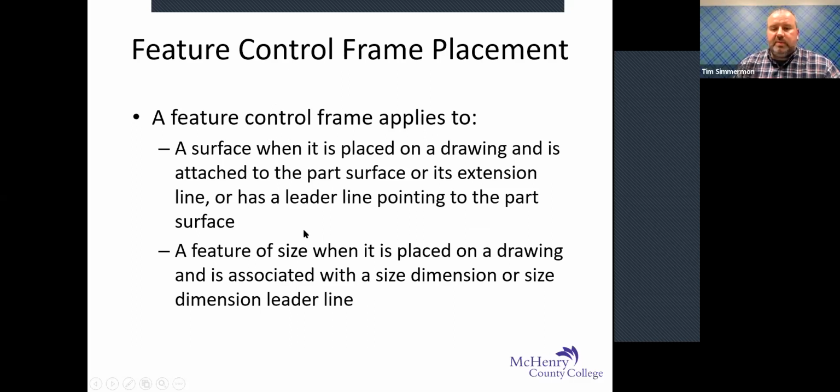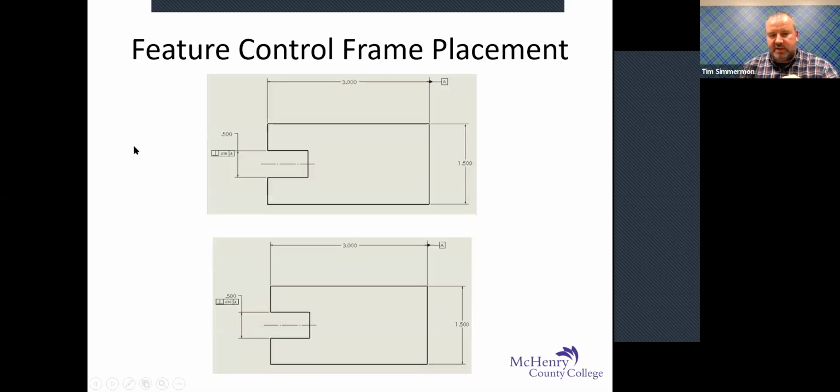A feature control frame applies to a surface when it's placed on the drawing and attached to the part surface or its extension line. And it applies to a feature of size when it's placed on a drawing and is associated with a size dimension. I think I've got an explanation here.